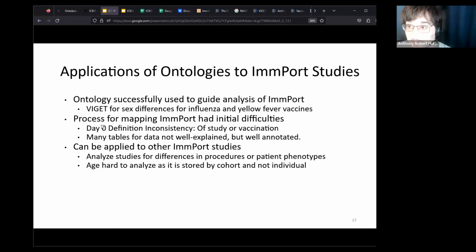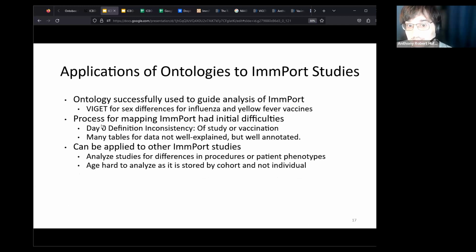So circling back around to the applications of ontologies to ImmPort studies, our study successfully used ontology to guide the analysis of ImmPort. In this case, we had VIGET successfully used for influenza for this study and for yellow fever vaccines as part of the initial paper that was published earlier this year.